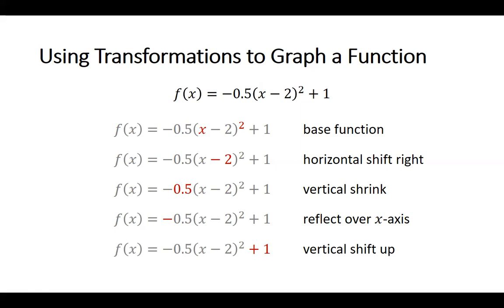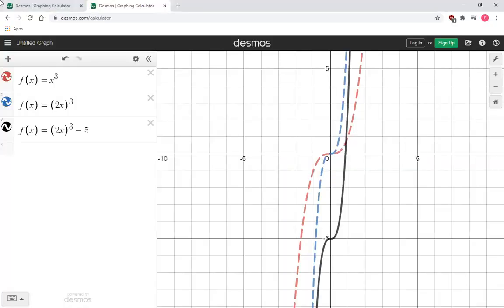So look at these steps we've gone through. We found a base function, we found the horizontal shift, we found a vertical shrink, we found that we were reflecting over an axis, and then we found a vertical shift. So we've got a lot of things happening here, and that original function looked kind of complicated. But going back to Desmos, we can see that it's really not that bad.